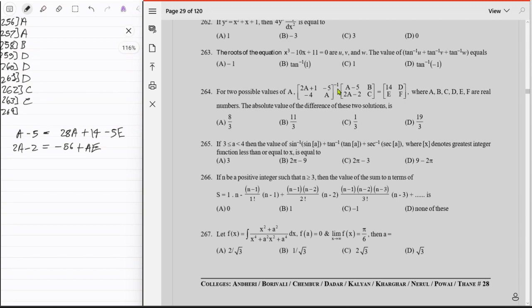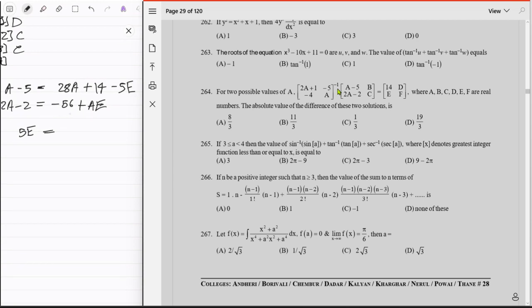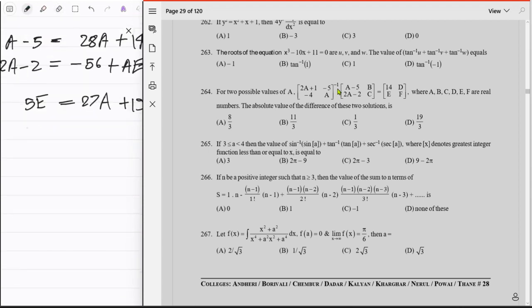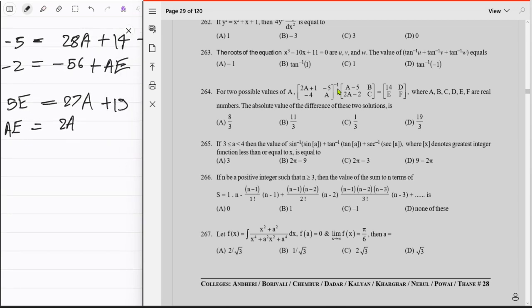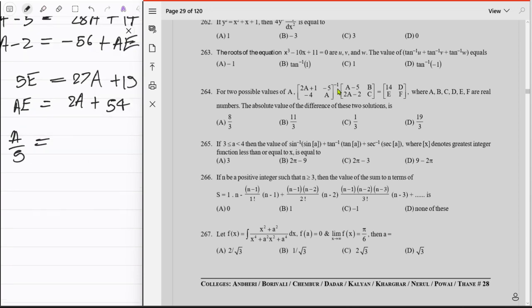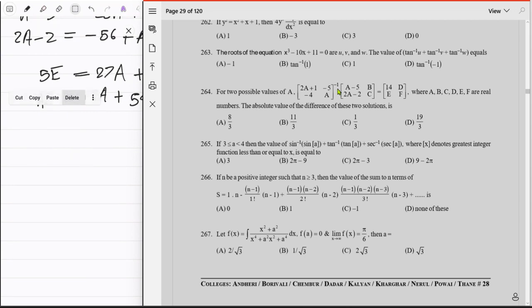Okay, simplify this. What do you get? Like 5e is equal to 27a plus 19. Let me just write this. So look, we got one equation, 27a plus 19, and ae is equal to what? It is 2a plus 54, right? So just take the ratio of this, like a upon 5 is equal to all this, and you can just multiply by a, that also makes sense.